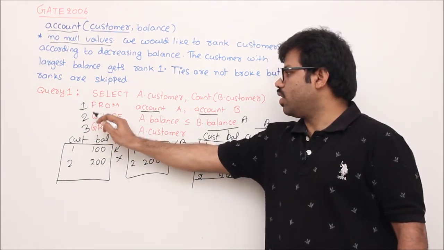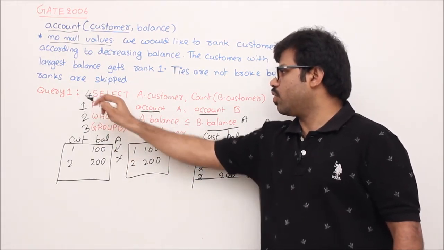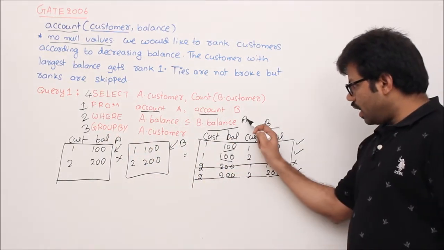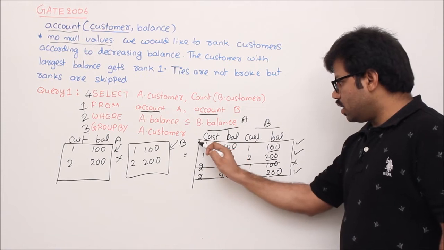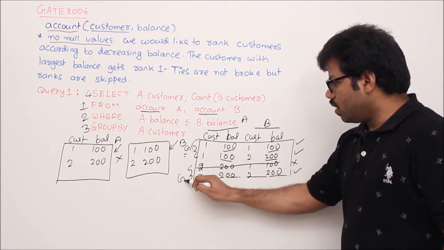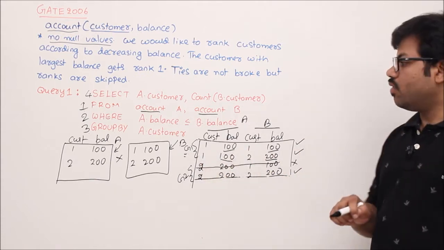We know that step number 1, step number 2, step number 3, step number 4. In step number 3, group by A dot customer. Focus on A dot customer. See, so this is group number 1, and this is group number 2. Now once grouping is done, then what to do?